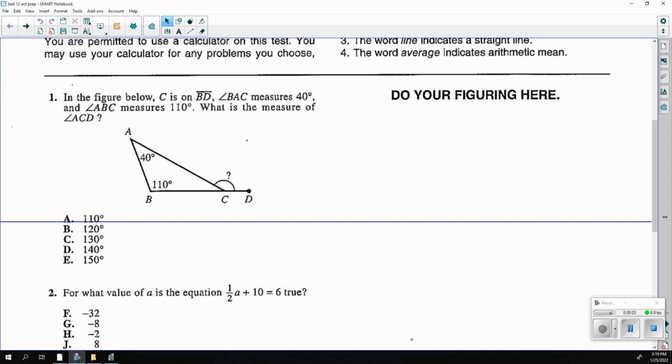Okay, away we go. And this is the test from June of 2021. And here we go with the first question.